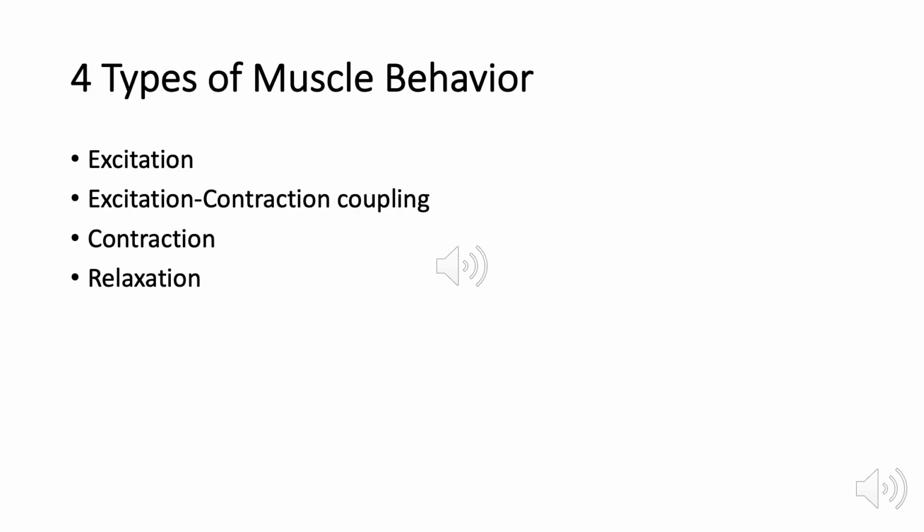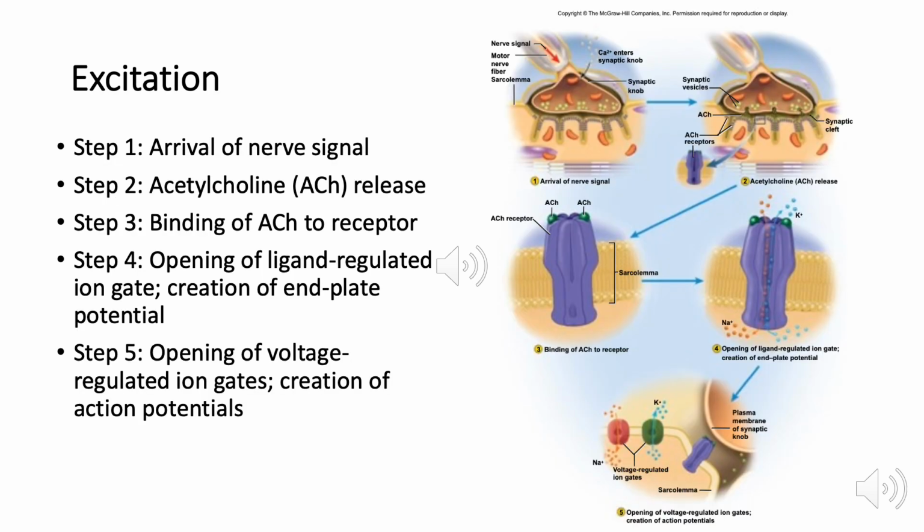The process of muscle contraction and relaxation has four major phases: excitation, excitation-contraction coupling, contraction, and relaxation. Each of the phases are then broken up into several smaller steps. There are 18 steps to muscle contraction and relaxation. The first phase in the muscle contraction relaxation process is excitation. Excitation is comprised of 5 steps.